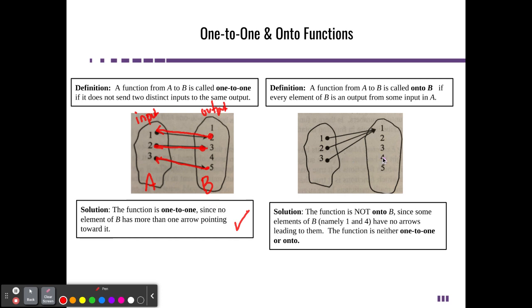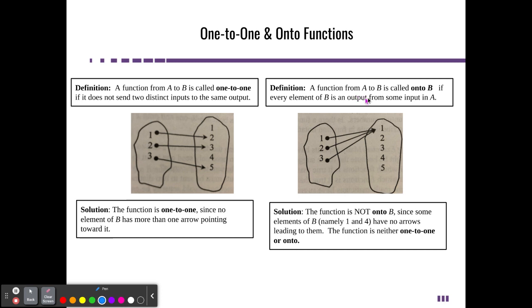If you take a look at this example, this is not one-to-one because this element goes to three different inputs. This output comes from three different things. So this is not one-to-one for that particular case. So let's take a look at onto.